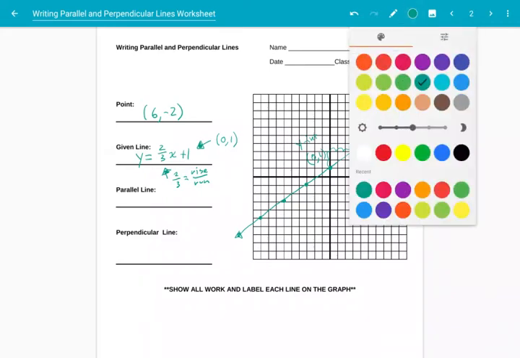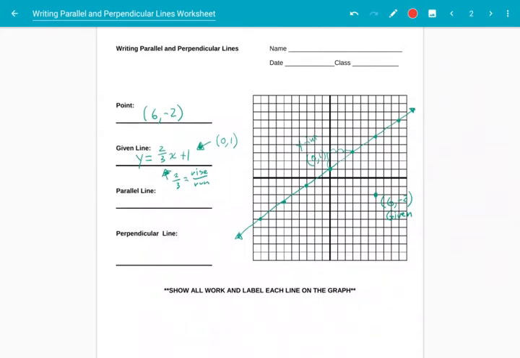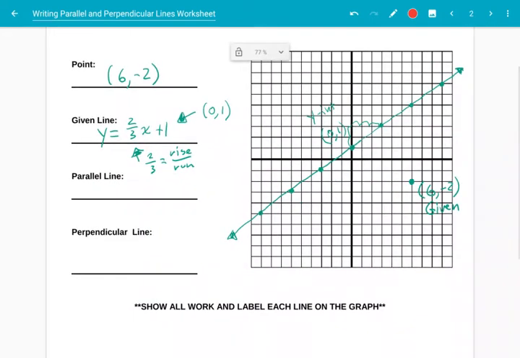Now let me use this color. Now we're going to do the parallel line. The thing about parallel lines is that they're really easy. A parallel line has the same slope. So I'm just going to copy that slope down here, 2/3, and then I'll have an x. This line is going to go through the given point right there, so I'm going to start there and use this slope to plot the rest of the points.